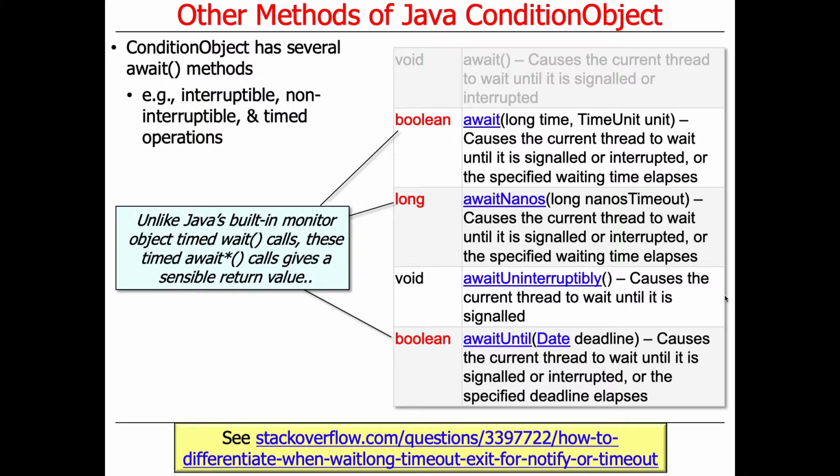Interestingly enough, this is yet another reason why Java's built-in monitor objects absolutely suck. They have timed wait calls, but they don't return a value to indicate whether they timed out or not. So they are effectively useless in practice, as you can read about here if you're curious. In contrast, the timed await call here gives a return value, whereas the ones built into Java's built-in monitor objects have just a void return type, which means they don't return anything. And so this way you can distinguish between something that timed out versus something that actually got the resource it was waiting for.